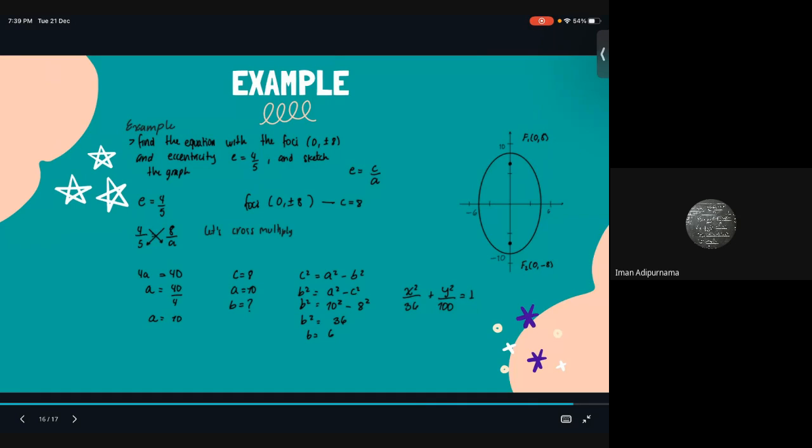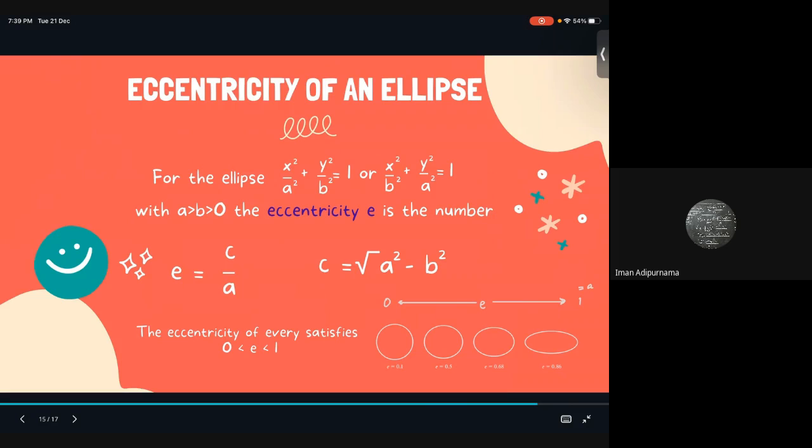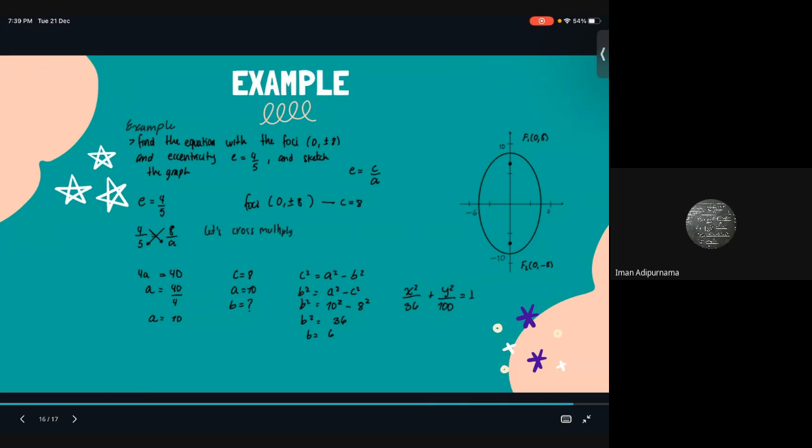So here we have a simple example. We have to find the equation with the foci 0 comma plus minus 8, and the eccentricity is this one. They provide the eccentricity, and you just need to sketch the graph. So we have the equation e equals c over a, and we have a, which is 5, and we have c, which is 4, based on the equation that they provided. So we just cross multiply here to solve, because we have this. Okay, sorry, I got confused, but yeah. And we just solve by this.